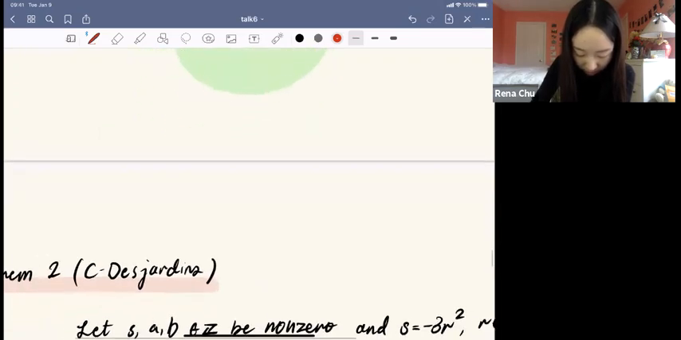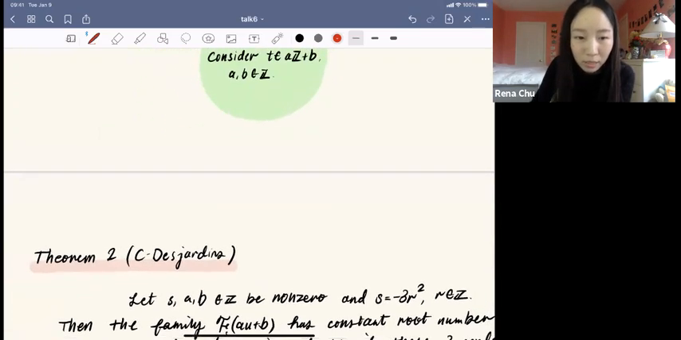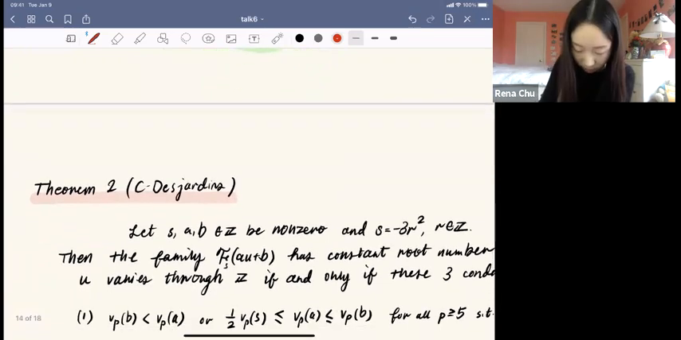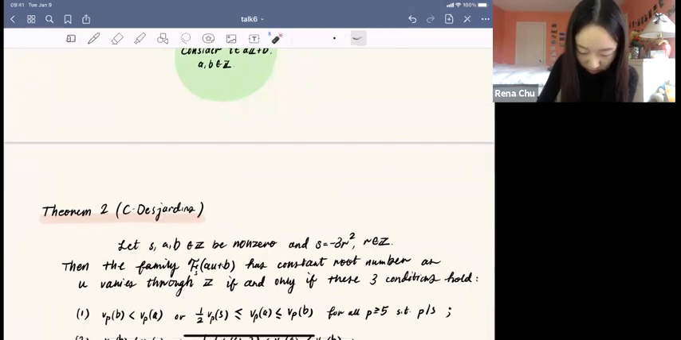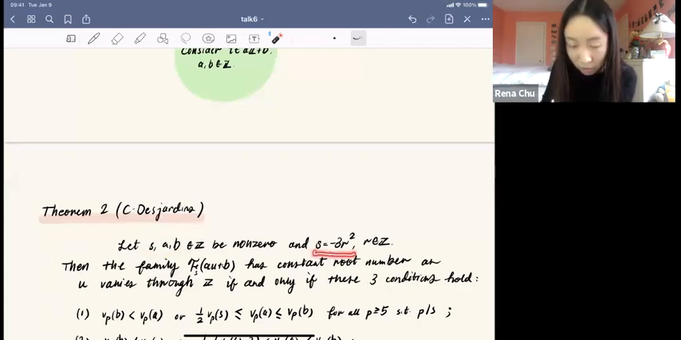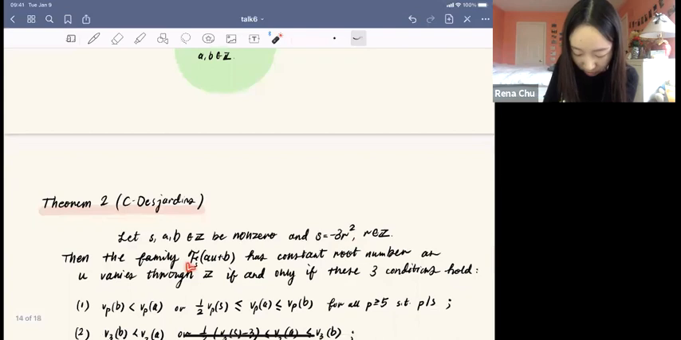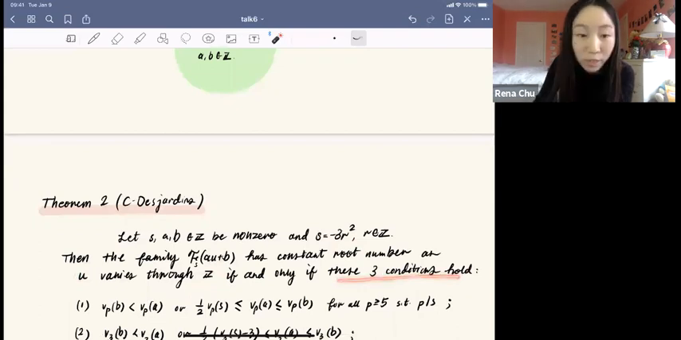And now that brings me to my second result, which gives conditions on S, A, and B, with S still being of this form, such that this subfamily, so we're still in F, has constant root numbers. Now instead of T, we have this U here, as U varies through the integers. And we show that it has constant root numbers if and only if the following three conditions hold.